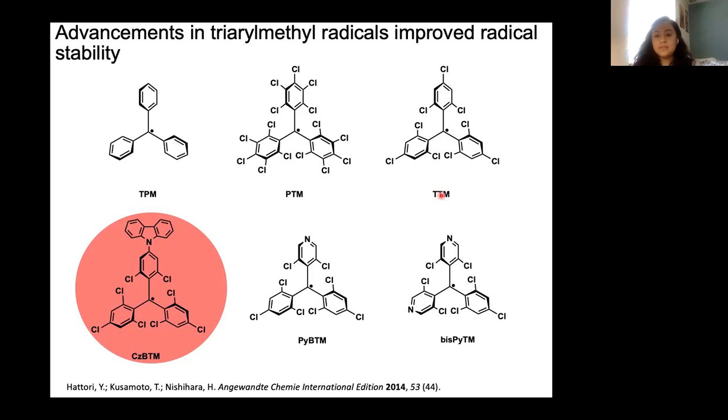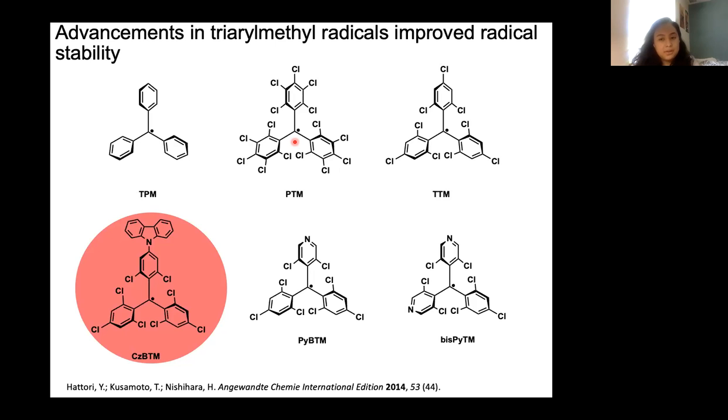The PTM radical, the difference is now that there are several chlorine atoms attached to the phenyl groups. These chlorine atoms were attached in hopes of stabilizing this small little unpaired electron on this carbon atom. This carbon atom is very reactive, and in hopes of stopping dimerization or further reactivity, the chlorines are shielding and protecting the electron from doing so.